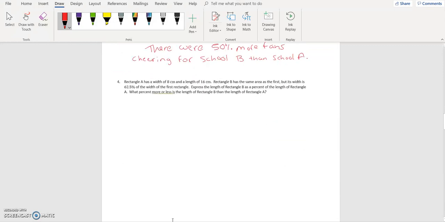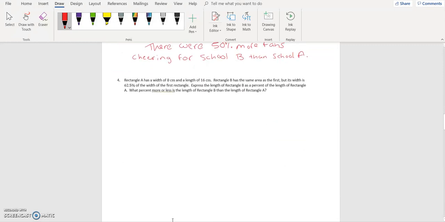Number 4. Rectangle A has a width of 8 centimeters and a length of 16 centimeters. Rectangle B has the same area as the first, but its width is 62.5% of the width of the first rectangle. Express the length of rectangle B as a percent of the length of rectangle A. What percent more or less is the length of rectangle B than rectangle A?